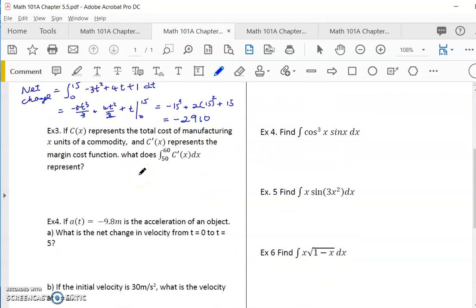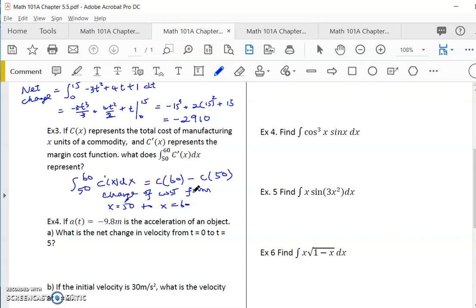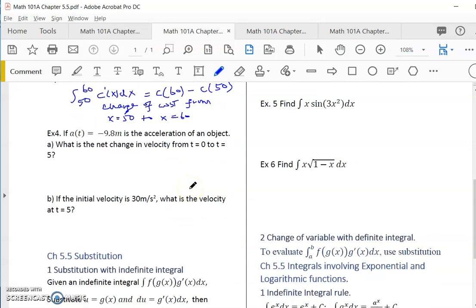And then the third one is total cost and marginal cost. We have a marginal cost C prime and a total cost C. Someone writes the integral from 50 to 60 of C prime of x. What does it mean? Well, by the net change theorem, that means C at 60 minus C at 50. This is the rate and this is the actual function. That means the change of cost from x equals 50, if you're producing 50, to x equals 60. So how much additional cost it is to produce 10 more when you are at 50.